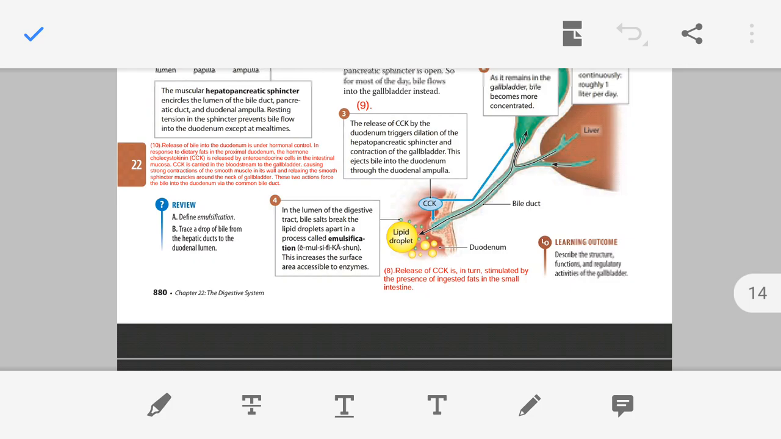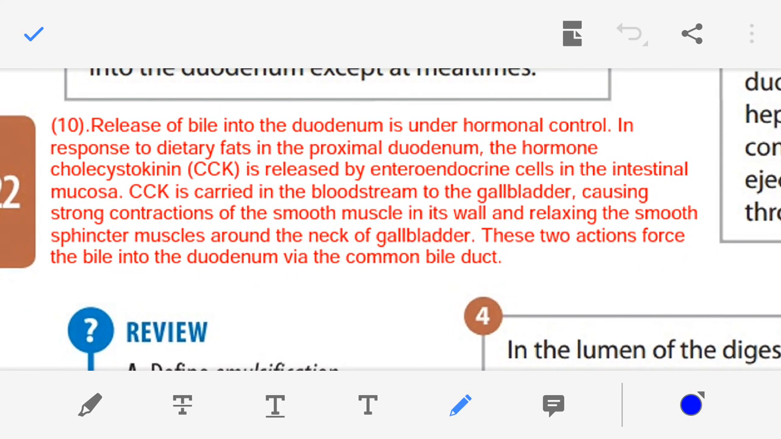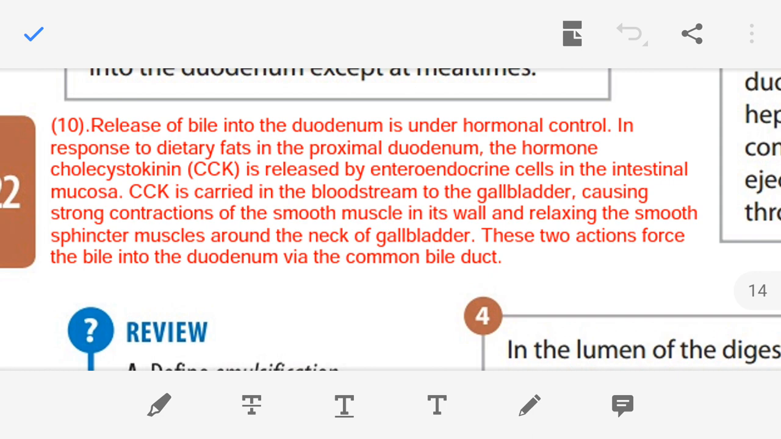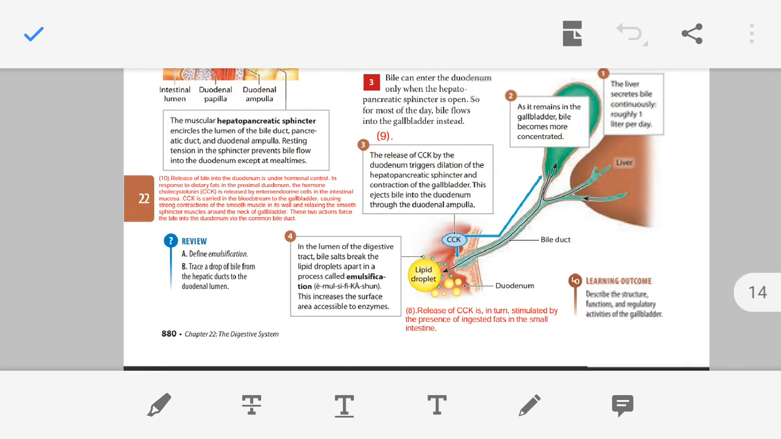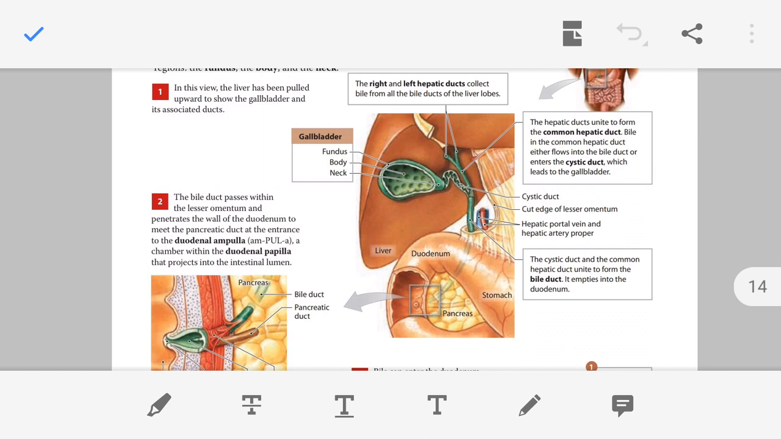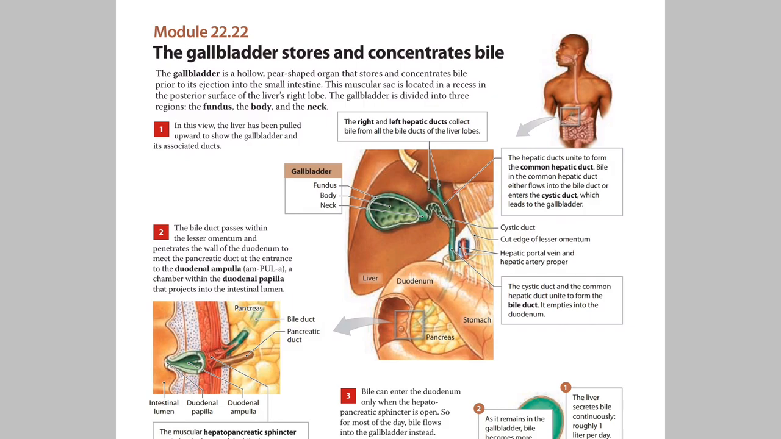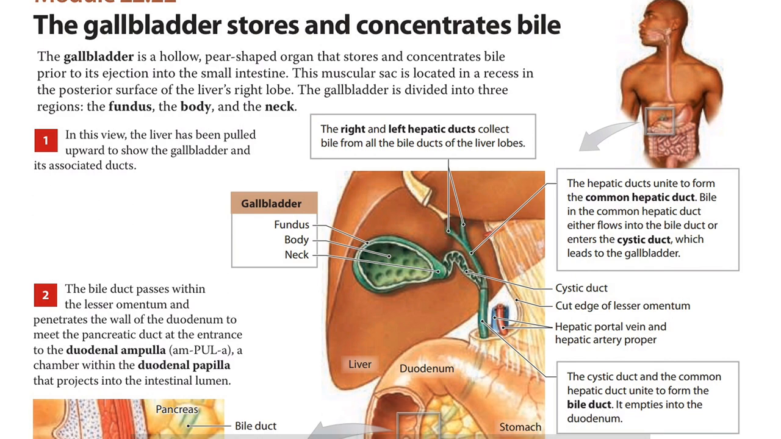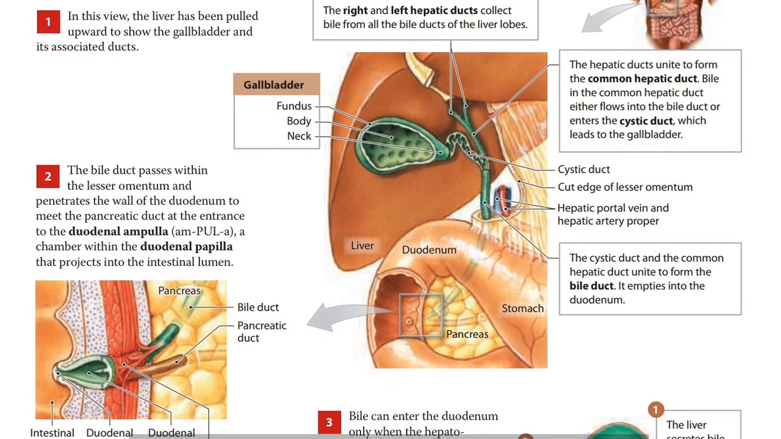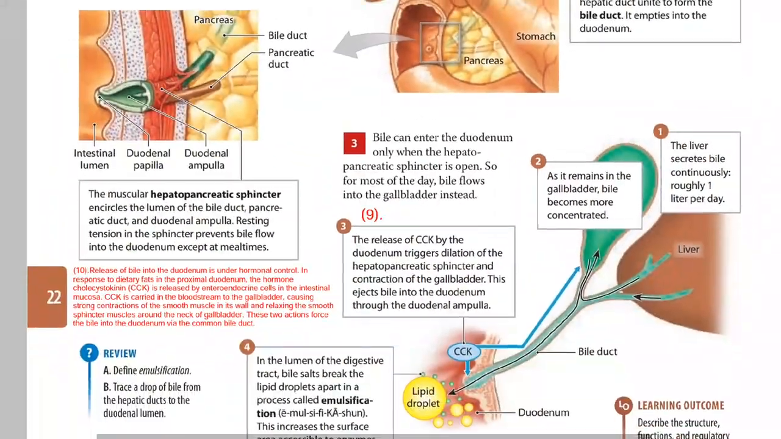So all this information, all these three actions of CCK, are written over here in the 10th point. You can go through this point. I have explained this point, the three actions of CCK. Then now this is also very good information for you. Only one page is there, and this one page covers the entire topic of the gallbladder. So you can go through this information. Then point wise they have written 1, 2, 3.